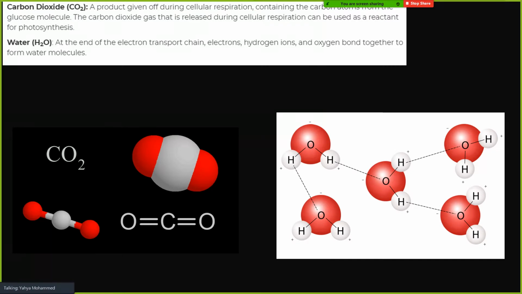Carbon dioxide and water, right? These things are going to be produced. So CO2, carbon in the middle, 2 oxygens, right? And then H2O, we've looked at the structure of H2O. So this is just a little review of what these things look like. So these things are basically produced.